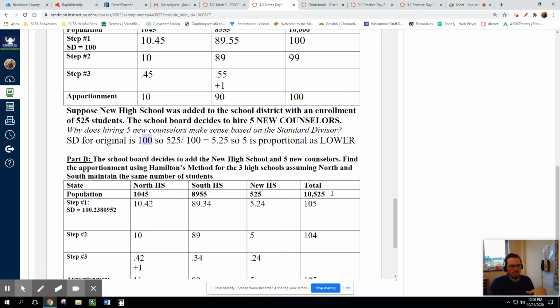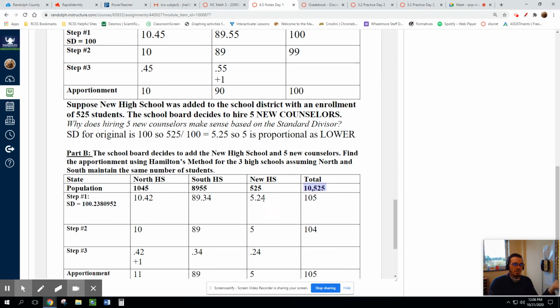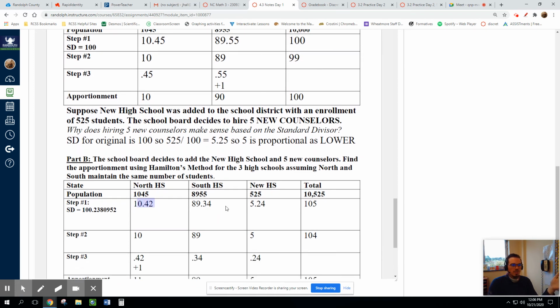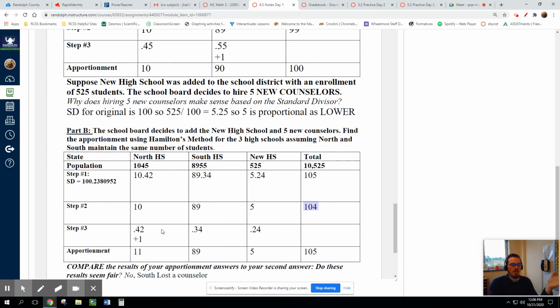So when we add everything together, we get a new standard divisor. So 10,525 divided by 105 gives us a new standard divisor. So you can see where the new decimals come into play. They're not much of a change, but they do have a change. That adds up to 105, which is how many seats we have. And again, you round down. So we have an extra seat to give off. Well, that seat no longer goes to South High School. Now it goes to North High School because its decimal is larger than South's.